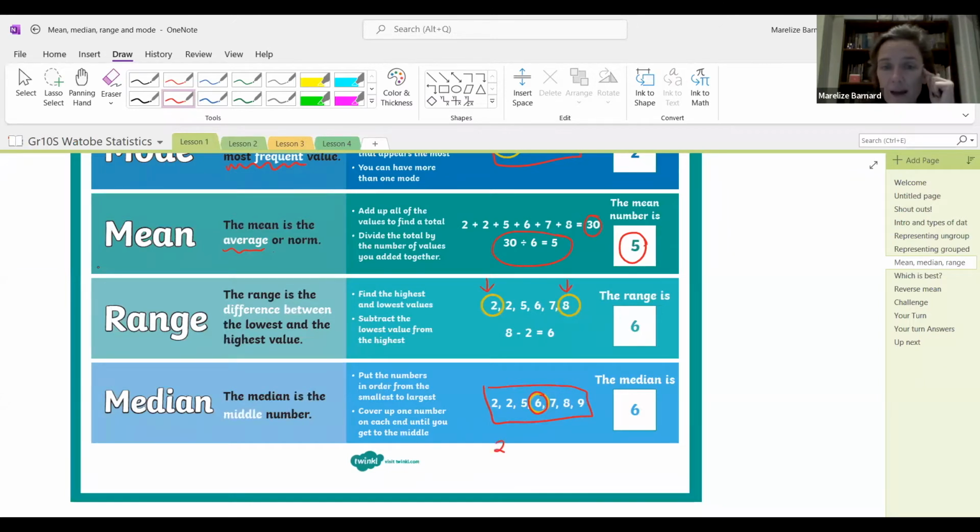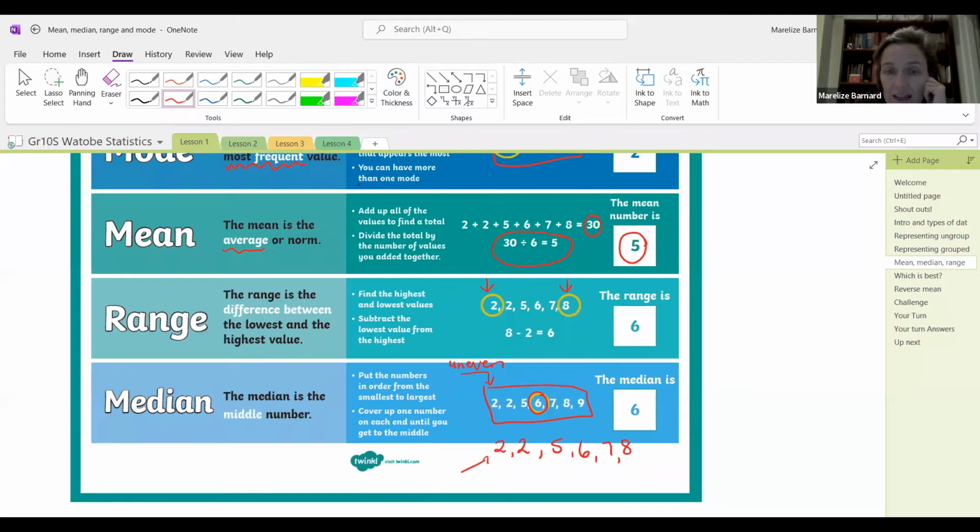But if we have an even number of data values, 2, 2, oh, I've left out the 5, 2, 2, 5, 6, 7, and 8, then we have to go about it a bit differently. So this is for an uneven number of data values.